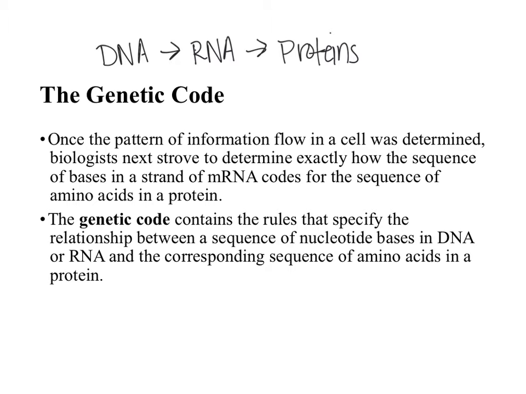Okay. So the genetic code has to contain rules that specify the relationship between a sequence of nucleotide bases in DNA or RNA, and the corresponding sequence of amino acids in protein. Okay, so we're going to look at what those rules are to read our genetic code.